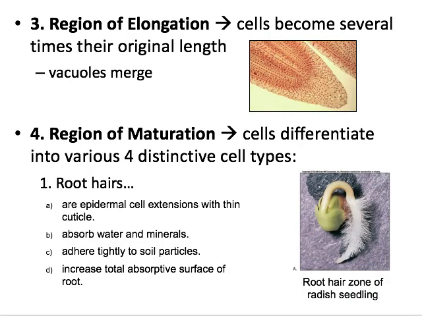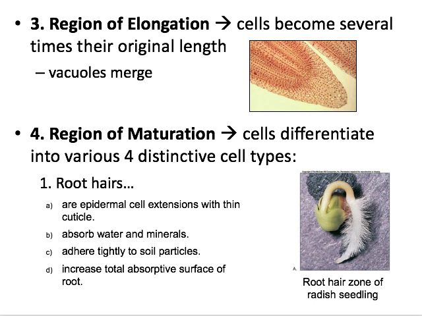Our third region is the region of elongation, and this is where the cells start to stretch out as the root is growing, and we often see the vacuoles of these long cells start to merge. Finally, number four is the region of maturation, in which the cells finally differentiate into their distinctive cell types.